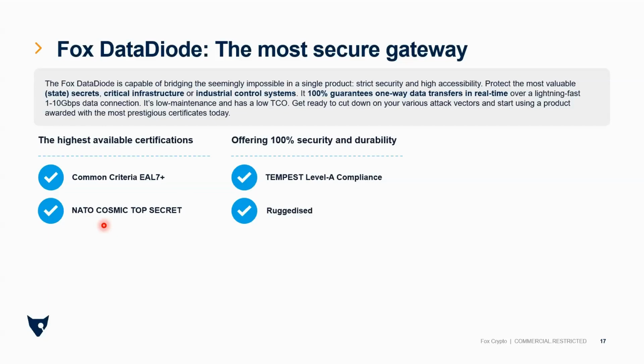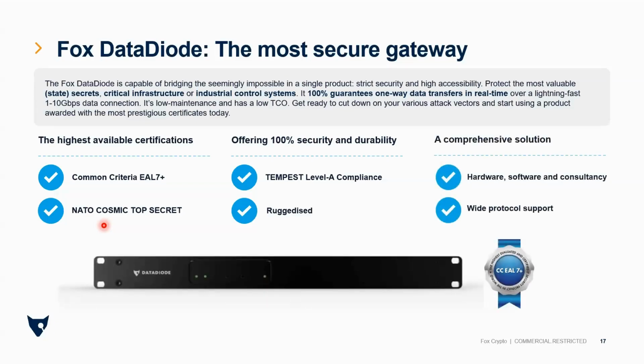It's Tempest, so especially interesting for defense organizations. So even if somebody could get access to the premises or the data center, they could not get information out of the diode by using a sniffer, for instance, because it's Tempest. There's no radiation where you can get information. It's ruggedized, so it can be used in a data center, but it's also used in vehicles, in the army, for instance. That's all possible.